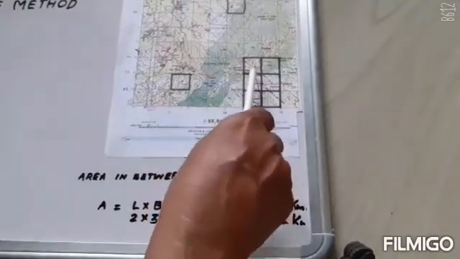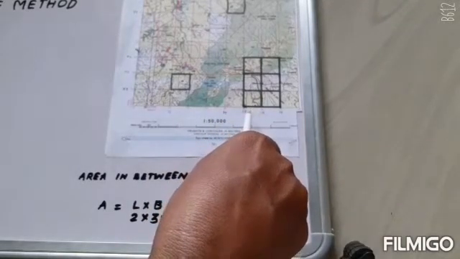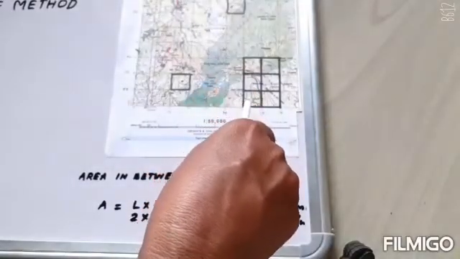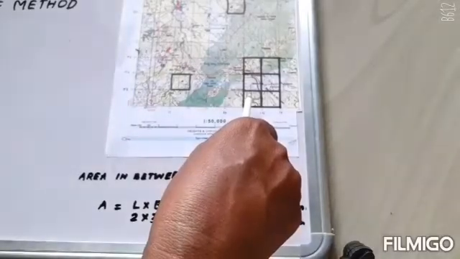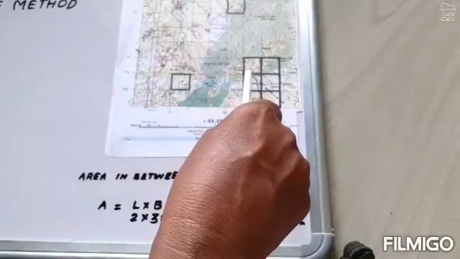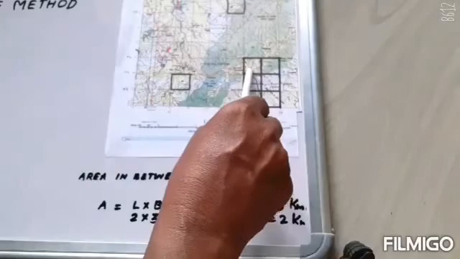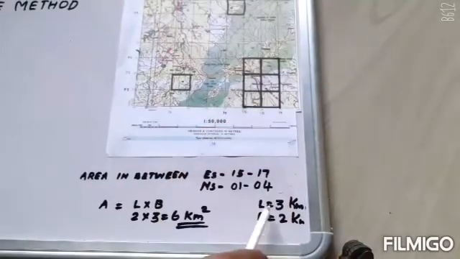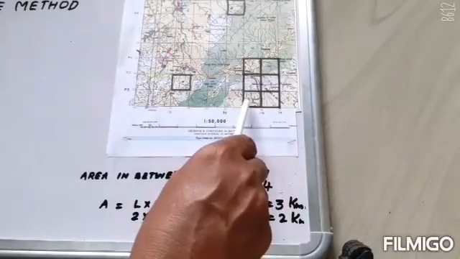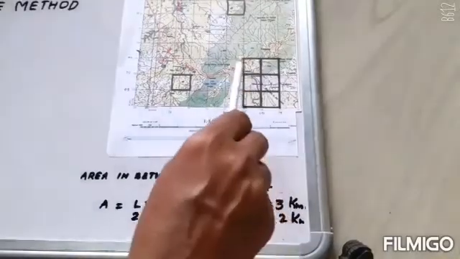Next we have to see how many squares there are along its vertical line. How many squares? That is its length. 1, 2, 3. Lengthwise there are 3 squares. L is equal to 3 kilometer. Each square represents 2 centimeter or 1 kilometer. So L is equal to 3 kilometer.